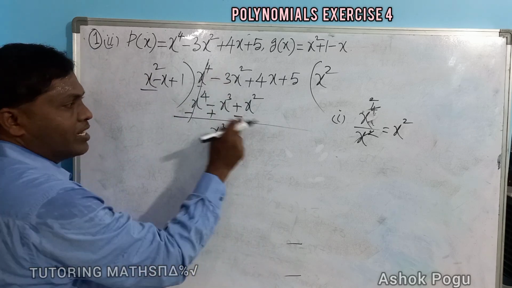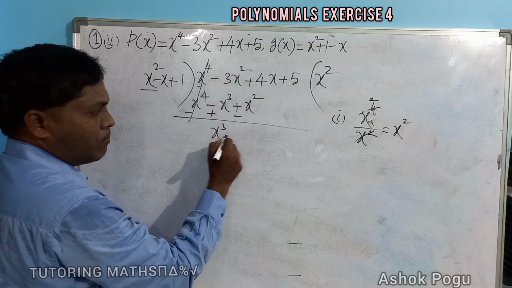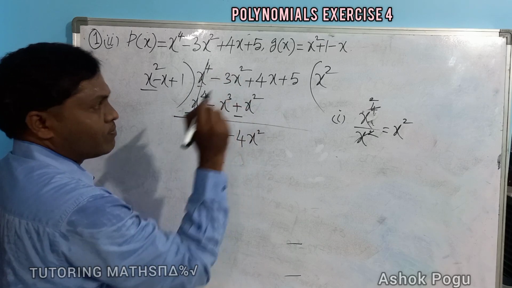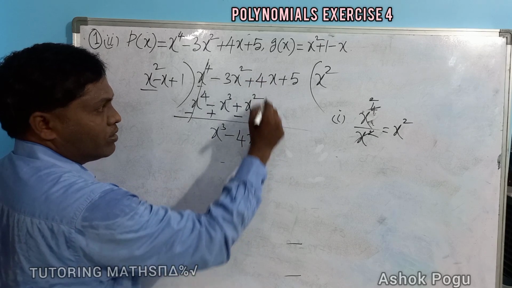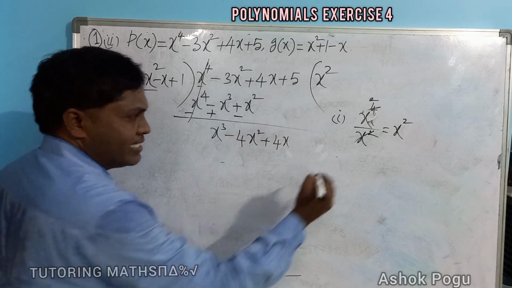So we go for addition. Minus, minus. Both are negative. So minus 3 minus 1, minus 4x square. And you take it down. Next term, 4x. Okay. And coming to the second step.